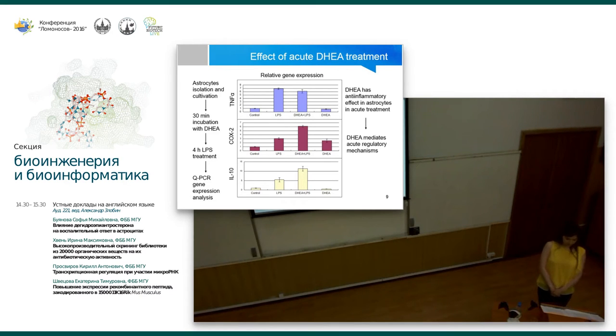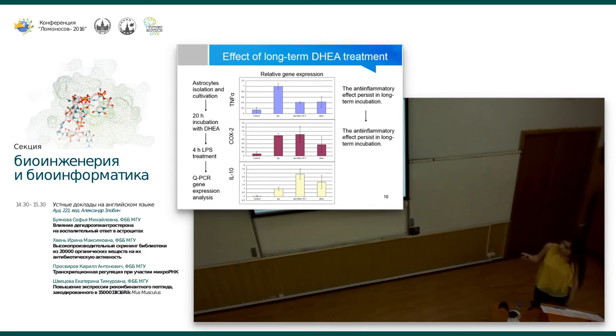In short-term incubation with dehydroepiandrosterone, a slight decrease in TNF-alpha levels, an increase in cyclooxygenase, and an increase in interleukin-10 levels were observed. We conclude that dehydroepiandrosterone has an anti-inflammatory effect in astrocytes in acute treatment, and therefore mediates an acute regulatory mechanism of inflammation in astrocytes. Our next experiment was with the long-term treatment. It showed similar results. So we conclude that dehydroepiandrosterone has an anti-inflammatory effect in astrocytes in long-term treatment, which could have an impact in the anti-inflammatory effect in the brain in vivo.